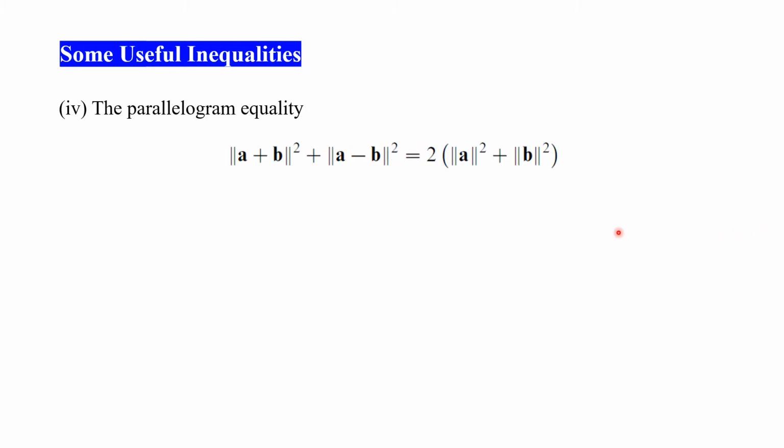And the last, which is not actually an inequality but is also useful, is your parallelogram equality. It states that the square of the norm of A plus B, plus the square of the norm of A minus B, is equal to 2 times the square of the norm of A plus the square of the norm of B. So those are some of your useful inequalities: the Schwarz inequality, the triangle inequality, Bessel's inequality, and the parallelogram equality.